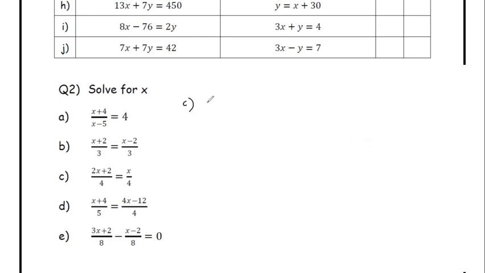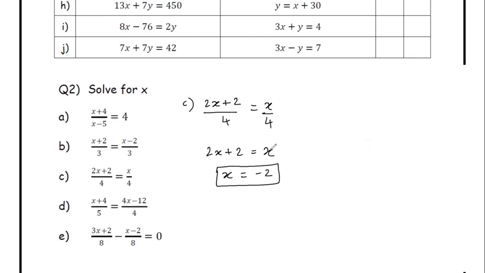See, 2x plus 2 upon 4 is equal to x upon 4. Again, simplify this expression by multiplying 4 on both sides, which gives you a simple equation like this. And that is nothing but x is equal to negative 2. How is that possible? Subtract x on both sides, so you get x out here, and then subtract 2 on both sides, so you get negative 2 on the other side. So you've learned this drill in the algebra sets A, B, C, D, E.